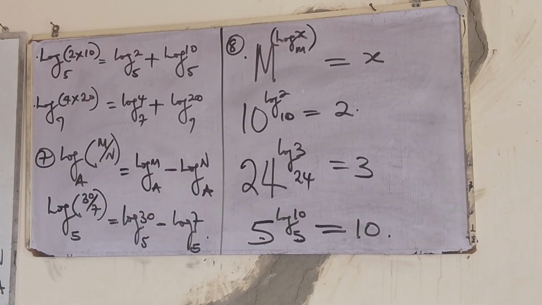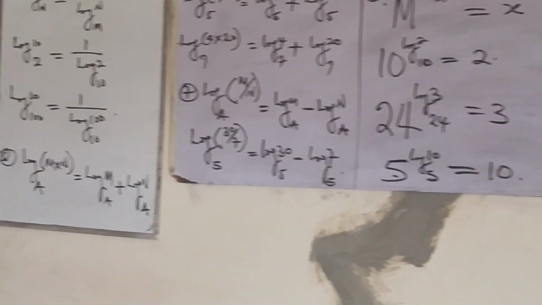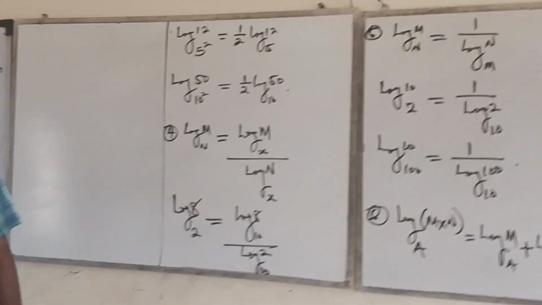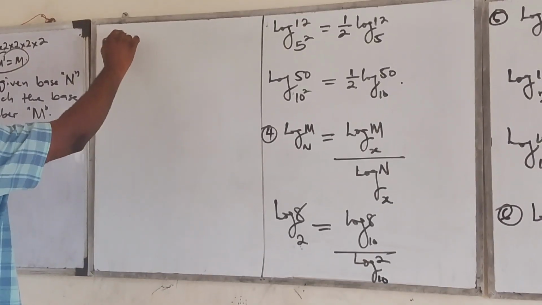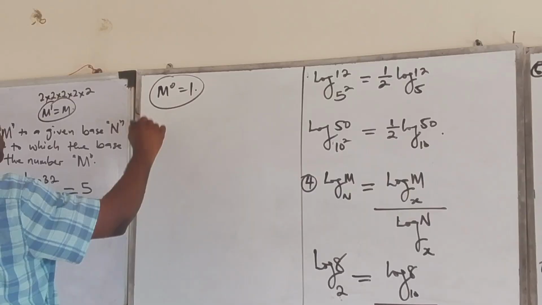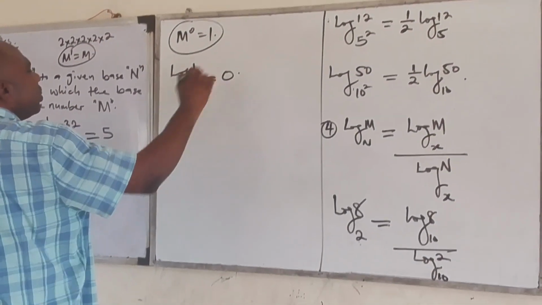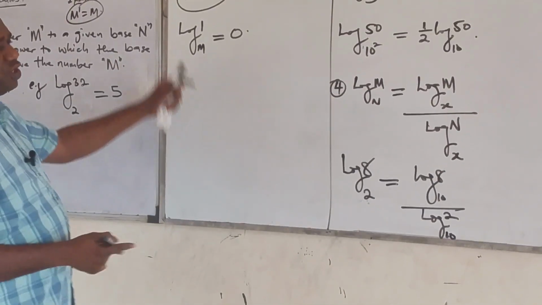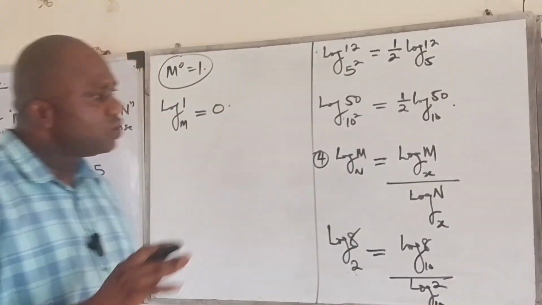Now let's also see another very important value under logarithm. When you have log 1 to any base, remember in indices we said any number raised to the power of 0 is equal to 1. Yes, we said m raised to the power of 0 is equal to 1. So it means log 1 to base m must be equal to 0, because m raised to the power of 0 is 1. If any number raised to the power of 0 in indices is equal to 1, it means log 1 to any base is equal to 0.